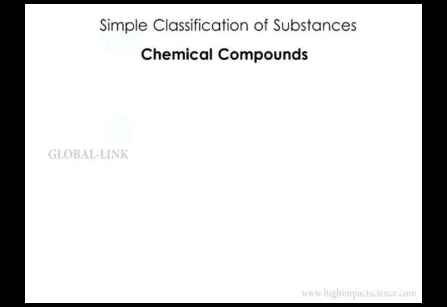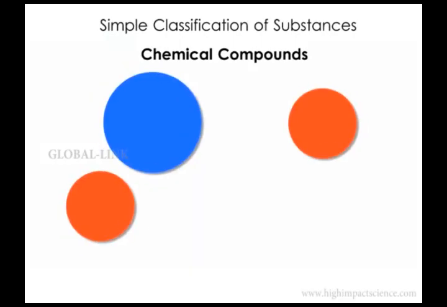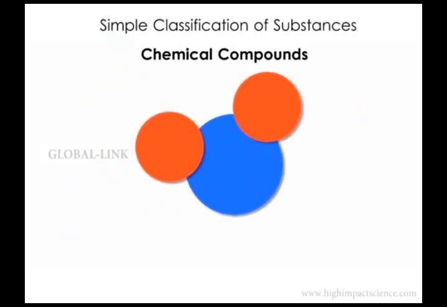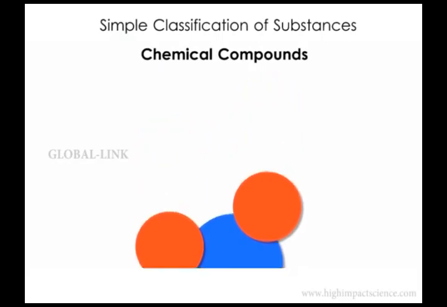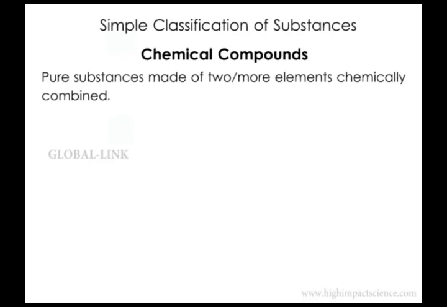The next pure substances are the compounds. When two or more elements combine, we get a chemical compound. A compound is a pure substance made up of two or more elements chemically combined.